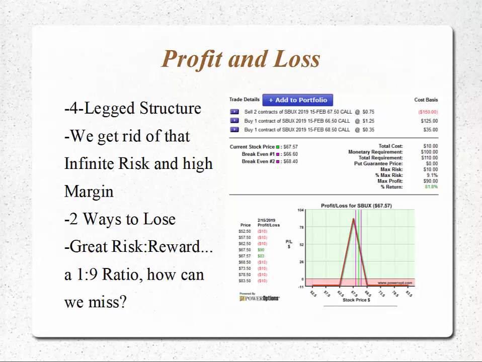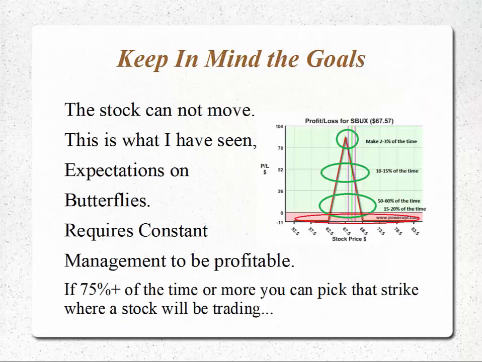How can you possibly miss with this strategy? It is a great risk-reward on paper, but look at it. That 9 times win, 90 cent max profit, occurs if the stock is trading right at 67.50. You get the dollar back from that bull call debit spread. The bear call side expires worthless. We paid a debit of 10 cents, so we have 90 cent profit on a 10 cent maximum risk. How can we possibly go wrong with this win-loss ratio? Well, keep in mind the goals.